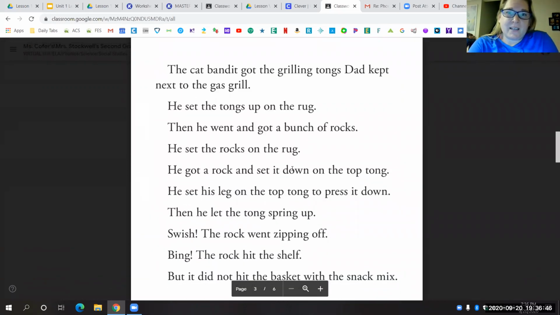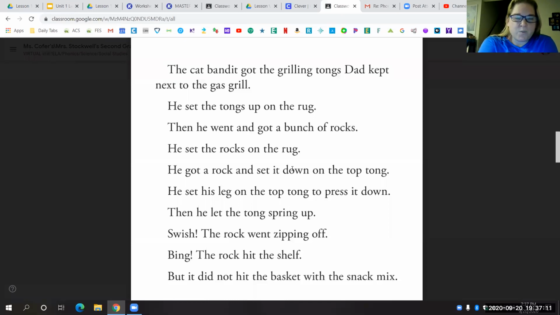The cat bandit got the grilling tongs Dad kept next to the gas grill. He set the tongs up on the rug. Then he went and got a bunch of rocks. He set the rocks on the rug. He got a rock and set it down on the top tong. He set his leg on the top tong to press it down. Then he let the tong spring up.